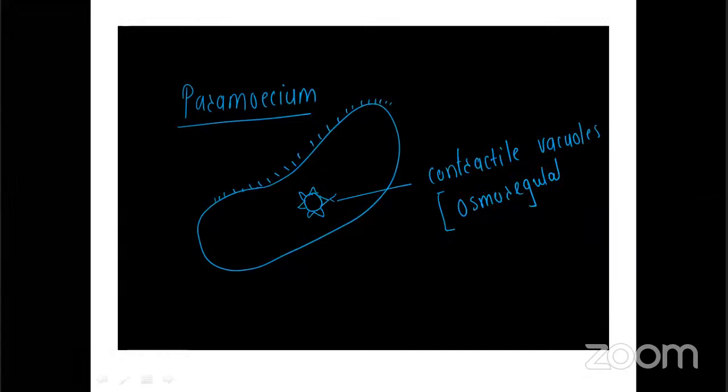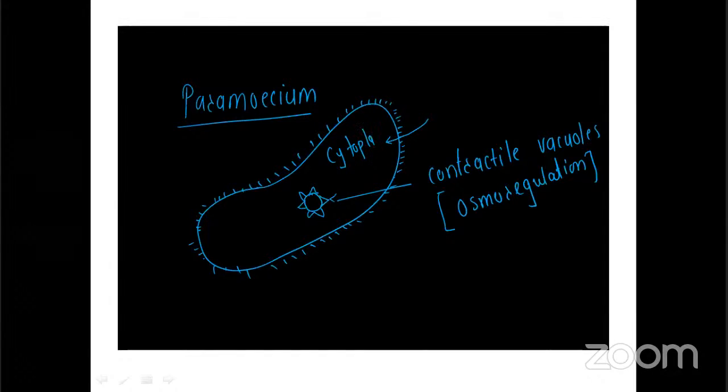Osmoregulation is the regulation of the water concentration inside the cell. Paramecium is a unicellular organism, right? These unicellular organisms are generally present in the fresh water. So as these paramecium are present in the fresh water, the outermost water can enter into the cell. When this outermost water enters into the cell, the cytoplasmic water concentration increases.